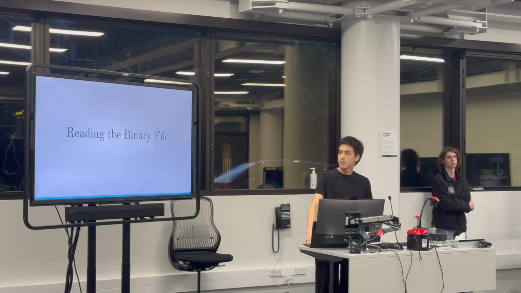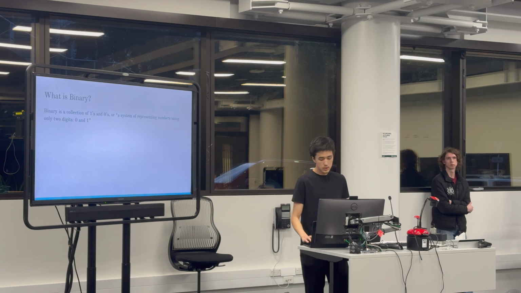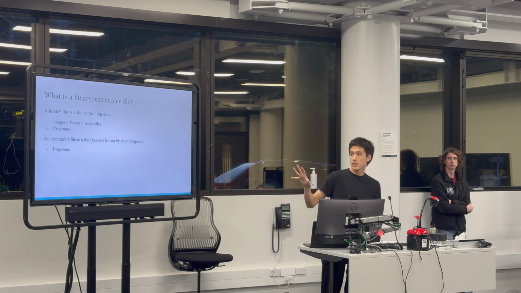So, reading the binary file. I'm going to start by explaining what binary is. Binary is a collection of ones and zeros, or the official definition is a system of representing numbers using two digits, only 0 and 1, instead of 0 to 9. I'll go more in depth into this later as well. So then what is a binary or executable file? There is a difference between the two. A binary file is a file containing any data. So images, videos, audio files, and programs are included as well. An executable is a file that is runnable or actually run by your computer.